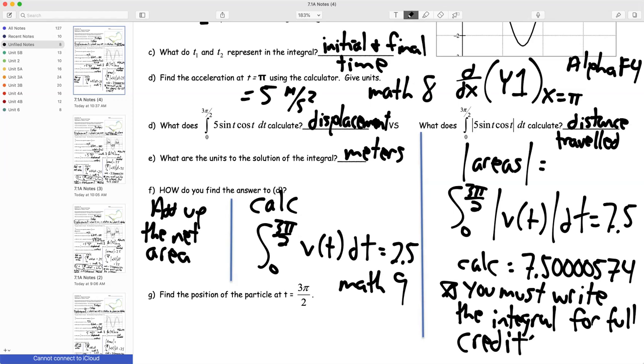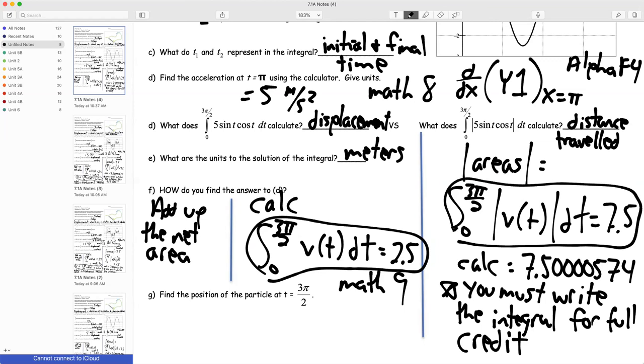So what are we going to write, just the thing above it? You need to write that, or this. You can't just write 7.5. If you don't have an integral, it's wrong. You can write what I circled there on the screen. We have to write the integral.